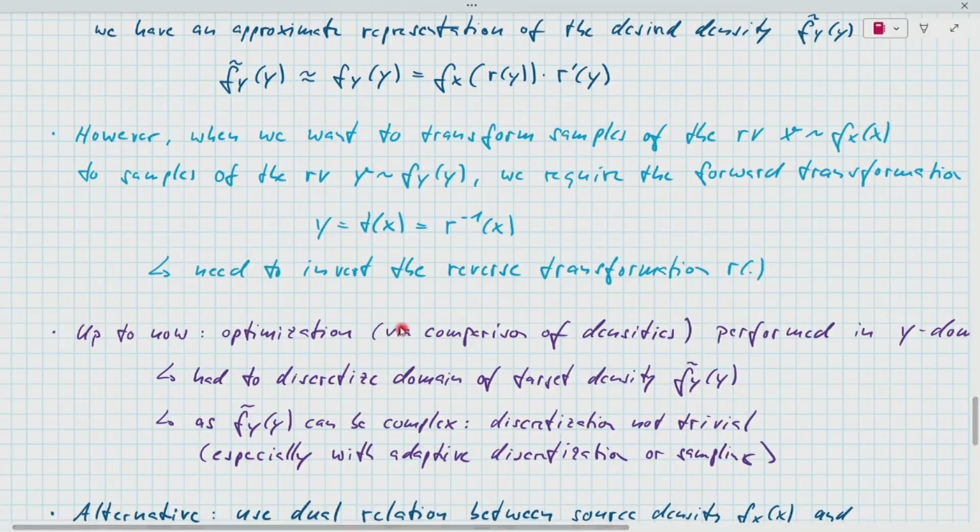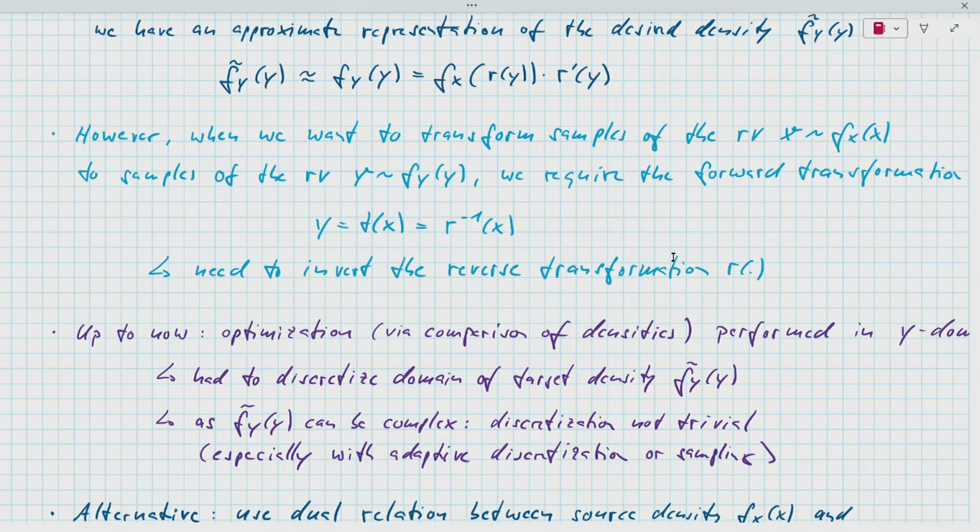So if we do not only want to write down the density, but want to obtain samples from it by sampling from the simple density, then we require the forward transformation. y is T of x, and that's R to the minus 1 of x. So we have to do the inversion. Here in the discrete, strictly monotonic case, it's very simple to do this inversion. You just step along the points and invert your mapping by switching the roles of x and y. That's simple to do. In general, that's usually not so simple.